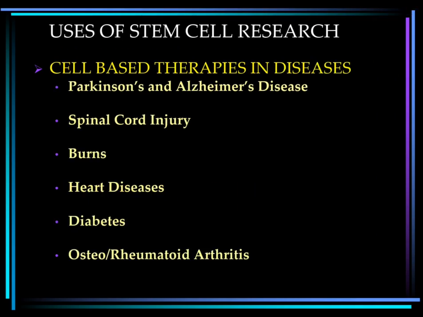Cell-based therapies have been done since the 1970s. Stem cell therapy using tissue stem cells was seen. Parkinson's, spinal cord injury, burns, heart disease, diabetes, and osteo and rheumatoid arthritis were treated using this.